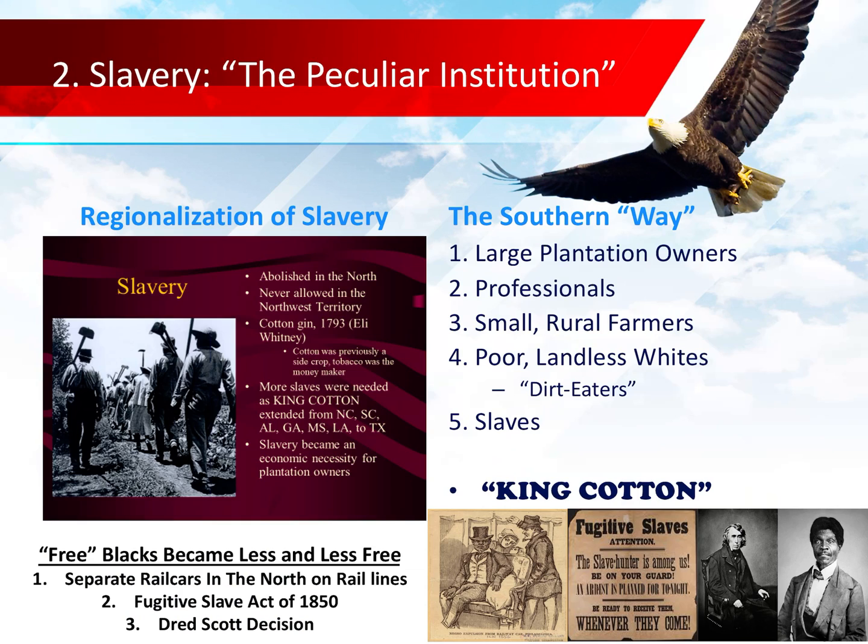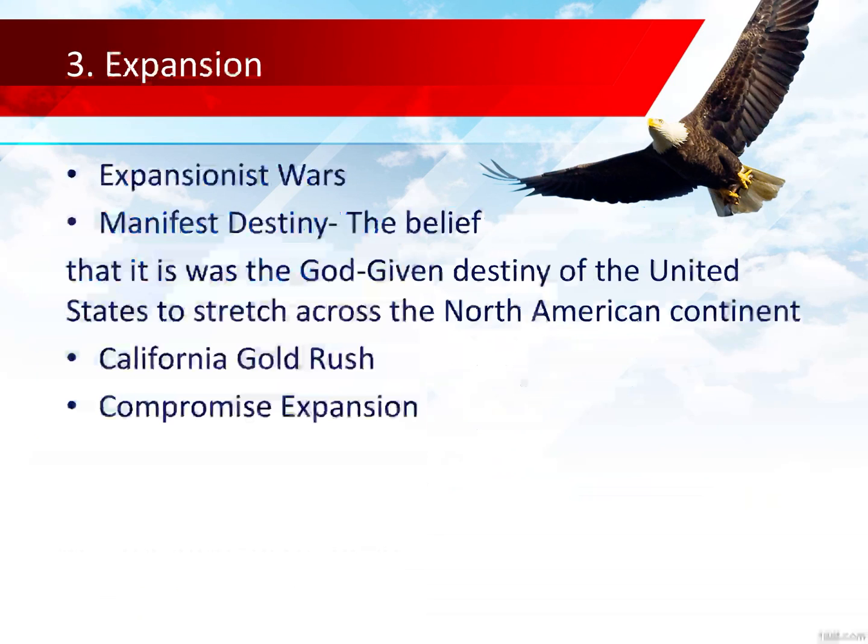Poor landless whites would be towards the bottom. In between the landless whites and the professionals, you have the small rural farmers who basically have a little bit of land and they're growing enough food to feed their family. The landless whites were called dirt eaters. They were called a couple other names that were worse than dirt eater, but that's the one I'll throw out there as an example. And at the bottom of the social order were African American slaves, and they were treated less than human in this situation.